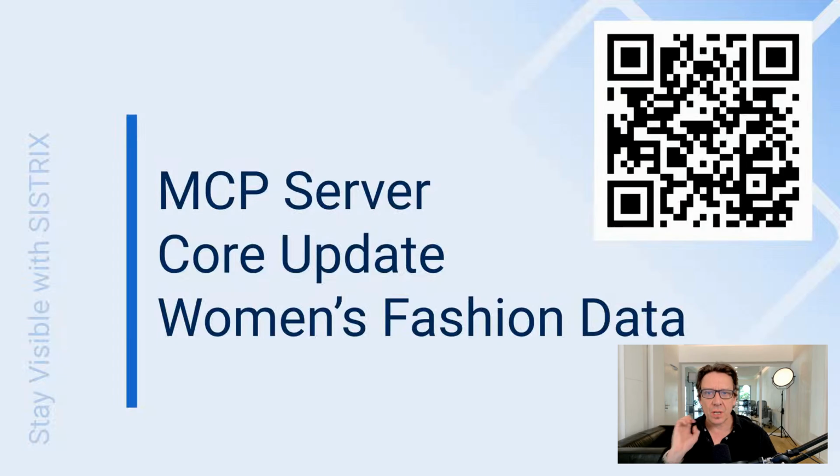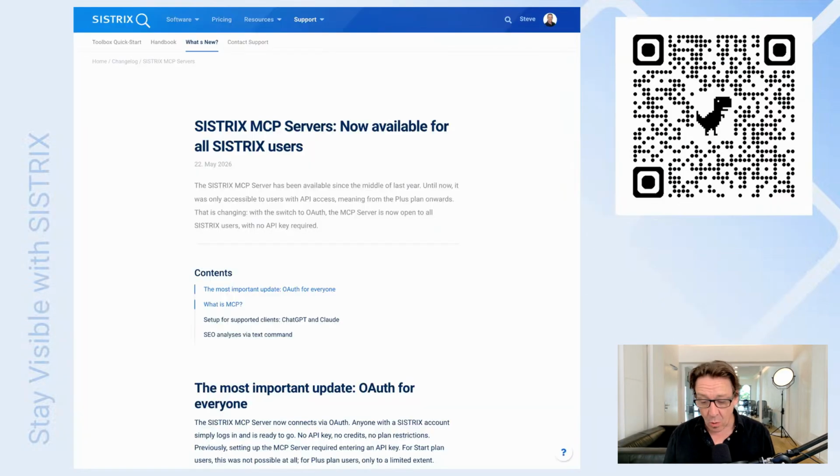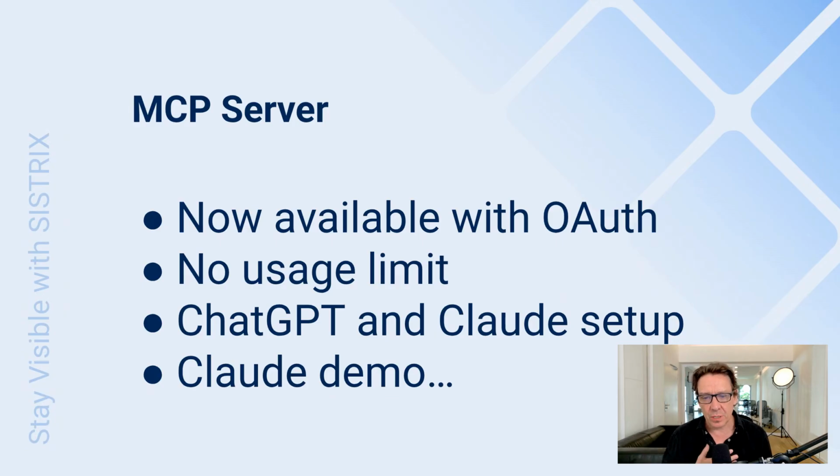First of all, the SISTRIX MCP server has been upgraded, and we have OAuth available for you now, which opens a couple of things. There's a changelog available for you if you want to grab that QR code and take a look at the details. But in summary, OAuth is now available as an authorization method, and we've opened it up to all levels of SISTRIX accounts with unlimited usage. There's instructions about how to get ChatGPT and Claude set up for you.